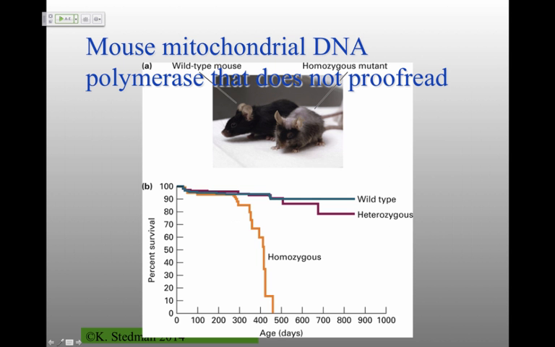Wanted to show you one example here, and again, this is from the textbook, about some problems with mitochondria, which can be really major issues. So here, this is just a case for mice. These are mice that have a mitochondrial DNA polymerase that lacks a proofreading activity. The wild-type mouse is perfectly happy. A heterozygous mouse is relatively happy, but homozygous mice are really unhappy.